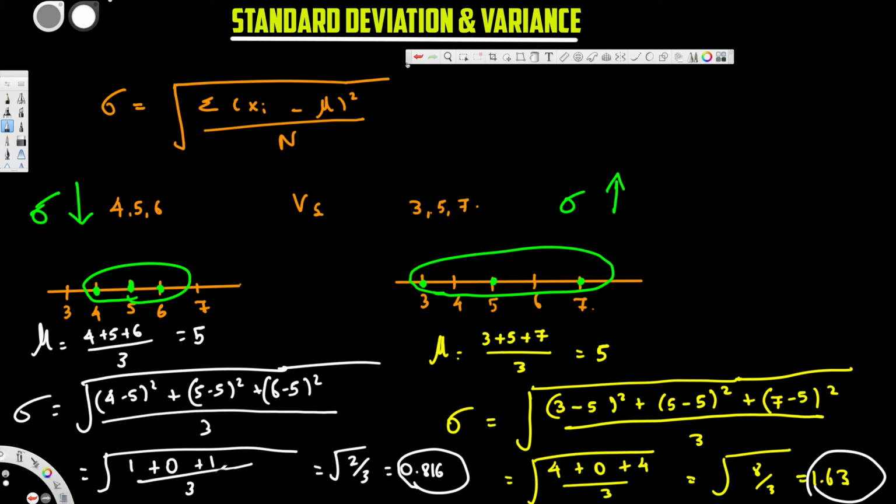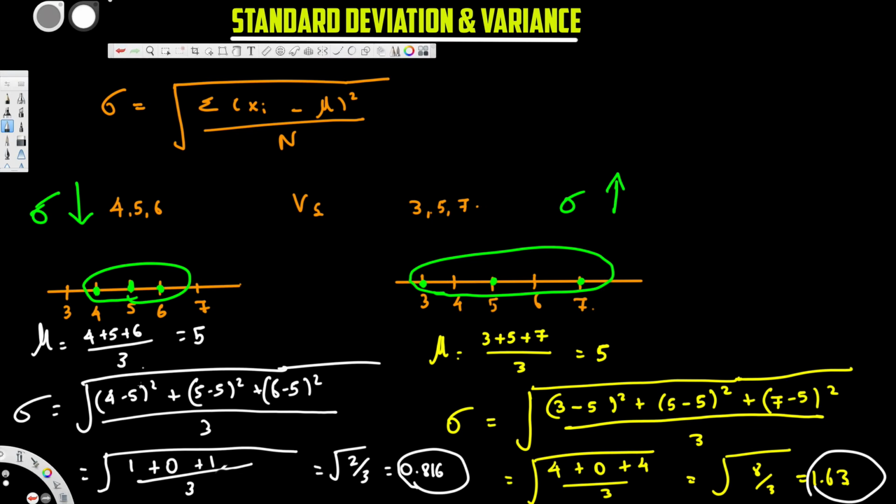Now let's go ahead and see how to calculate the variance. Variance is simply the square of standard deviation. Let's look at an example. Let's look at the variance for 3, 5, 7. We have the population standard deviation, so variance is just sigma squared. We found sigma, that is 1.63. If we square this, that's going to give us the variance, that's 2.66.